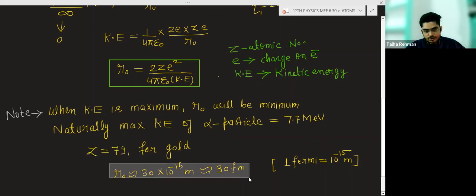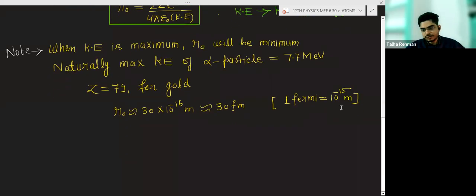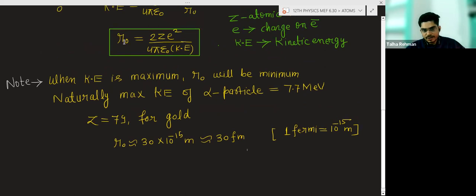When you calculate R naught, you will get 30 into 10 to the power minus 15 meter, which is approximately 10 to the power 15 Fermi. I told you, 1 Fermi is equal to 10 to the power minus 15 meter. You can calculate R naught from here. Put Z as 79, E as 1.6 into 10 to the power minus 19, 1 upon 4 pi epsilon naught as 9 into 10 to the power 9, and put the value of kinetic energy. You will get R naught as 30 into 10 to the power minus 15.